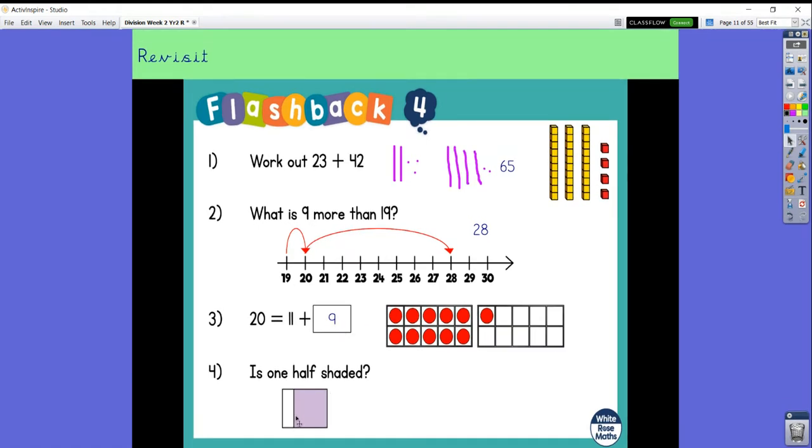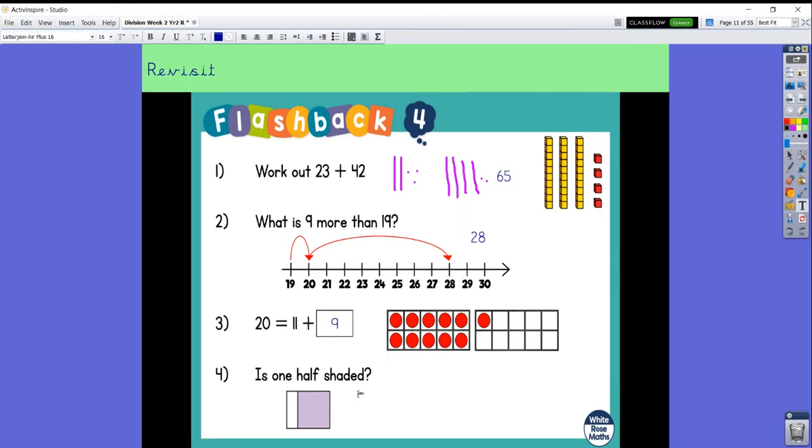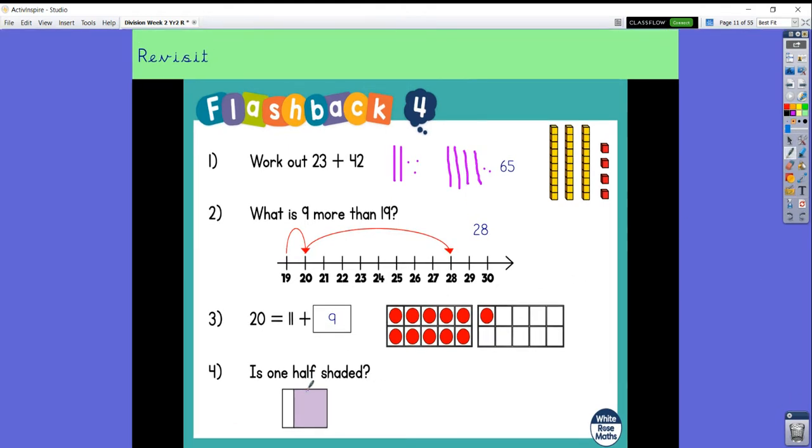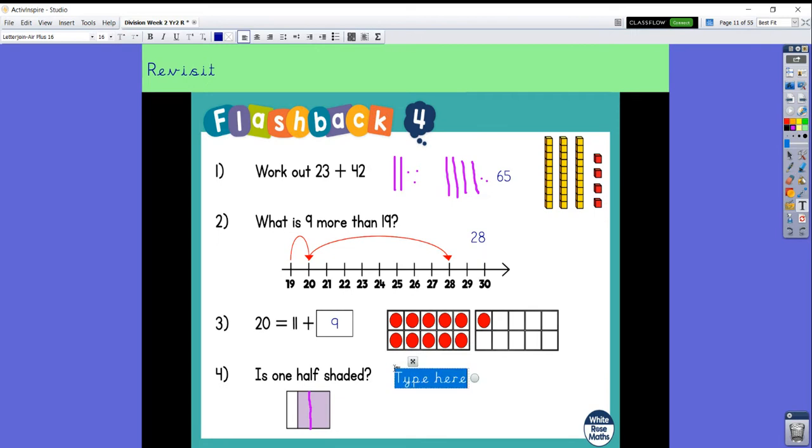Okay, and finally, is 1/2 shaded? Now, I'd like to think of this as a chocolate bar. And if I was getting half, I would like to have the same amount as my friend. Now, if I gave my friend this piece and I had this piece, are we getting the same amount? No. Because if we cut it in half, we would be looking more to put the line here. And this would be half and this would be half. So no. 1/2 is not shaded.